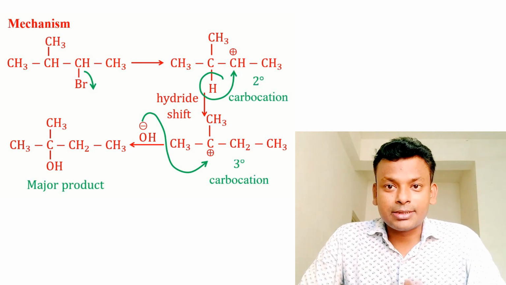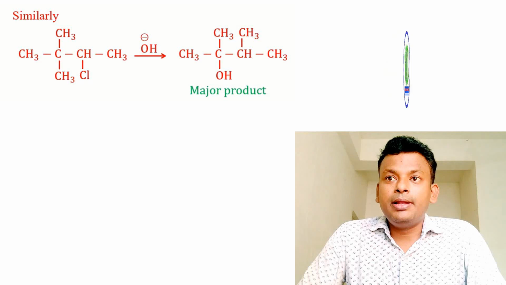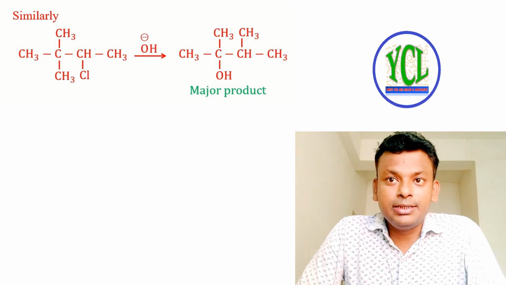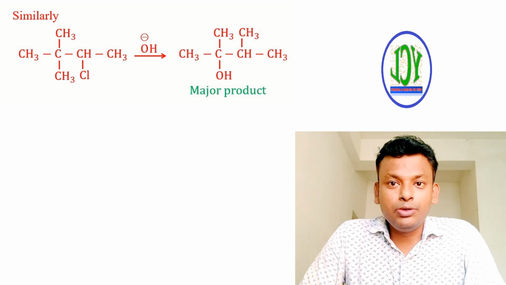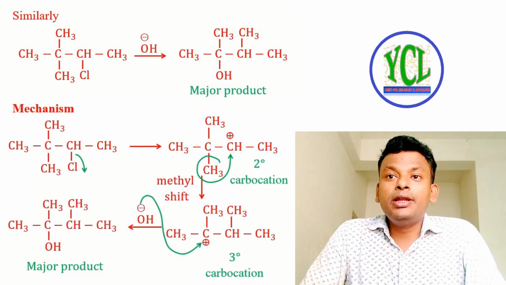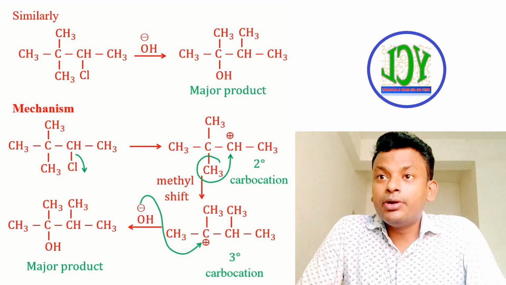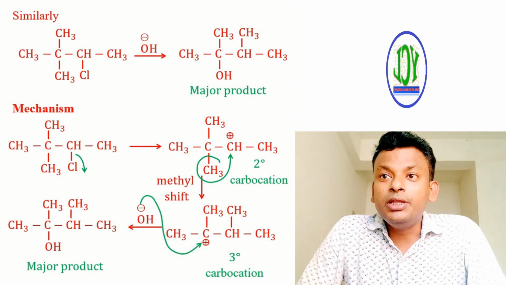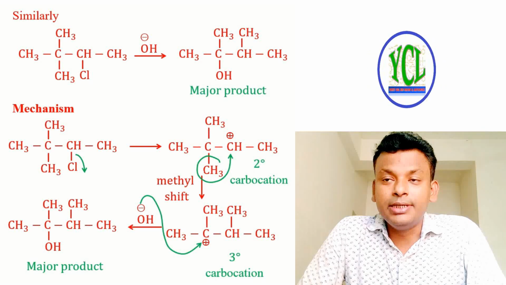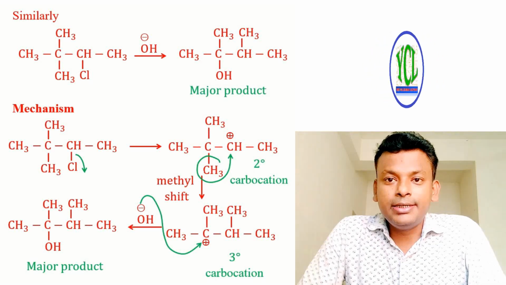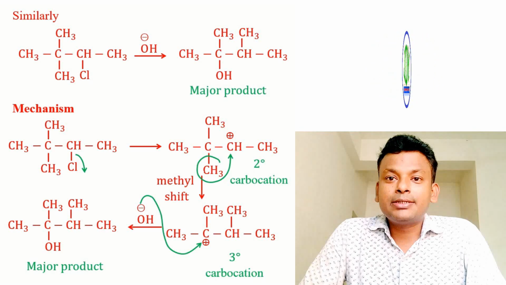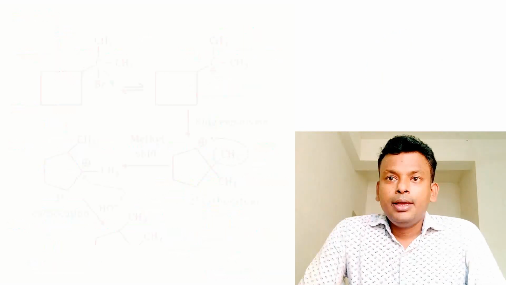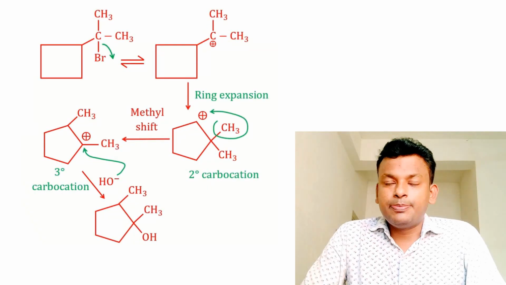Is that clear? Next, a similar example. Here the major product is this, and let me explain with the mechanism. First chlorine leaves and forms a 2-degree carbocation, and a methyl group shifts to give a 3-degree carbocation. We know that the 3-degree carbocation is more stable. Next the nucleophile OH negative attacks that point and forms the major product. And next, ring expansion.